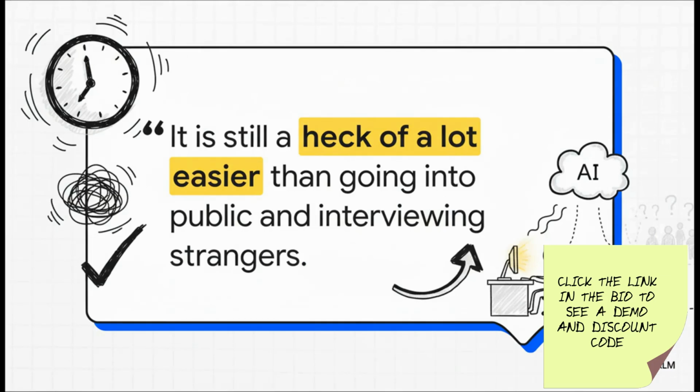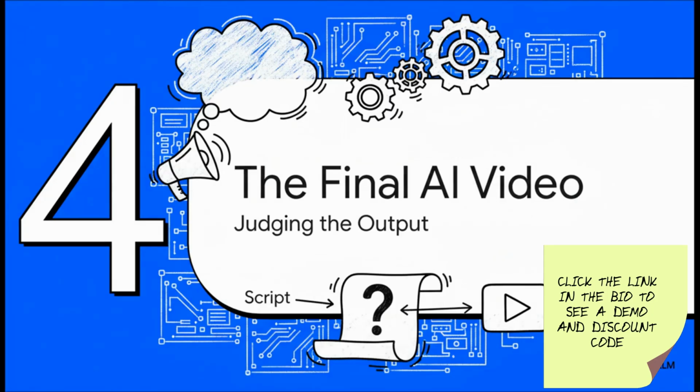But wait, here's where it gets interesting. Even with that huge difference in time, the reviewer's final take was actually pretty balanced. He basically said, look, even at 38 minutes, it is still a heck of a lot easier than actually going out into the real world, walking up to strangers and trying to get interviews from them. So, okay, the marketing is definitely over the top, but maybe the tool still has some value, which leads to the next big question. What does the final video even look like? What did the AI come up with? Let's check out the script it generated.